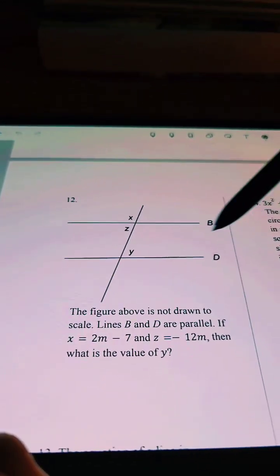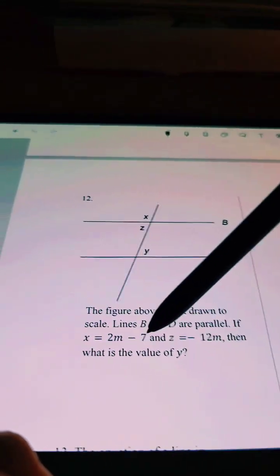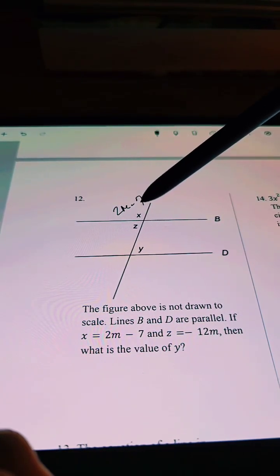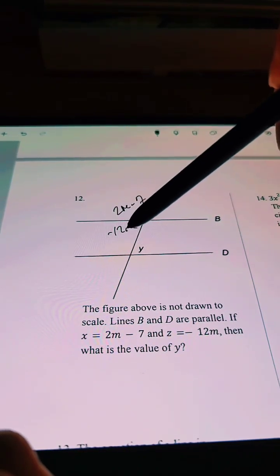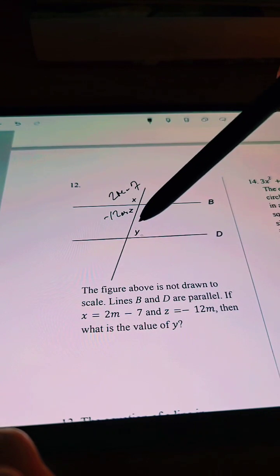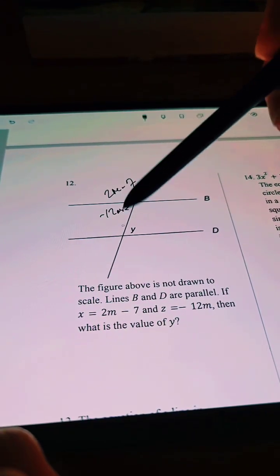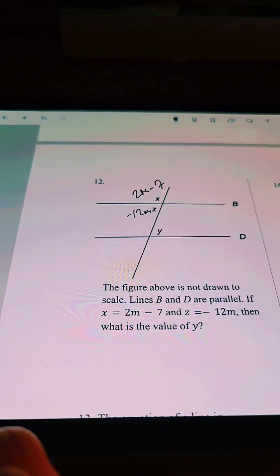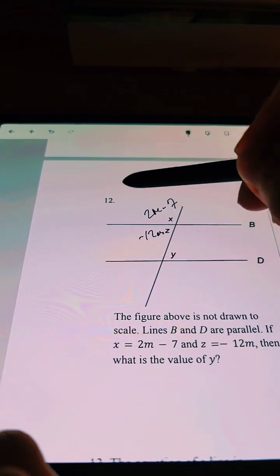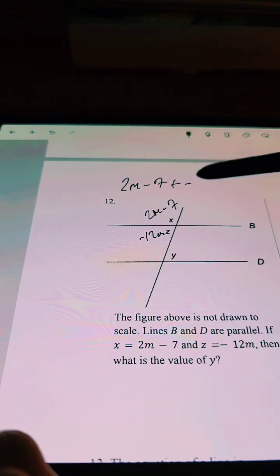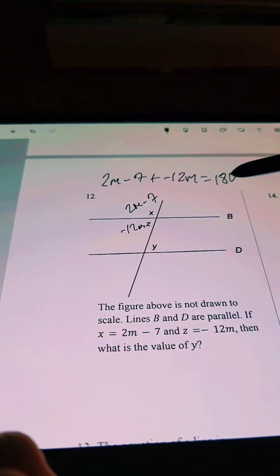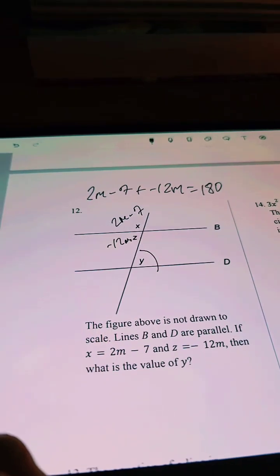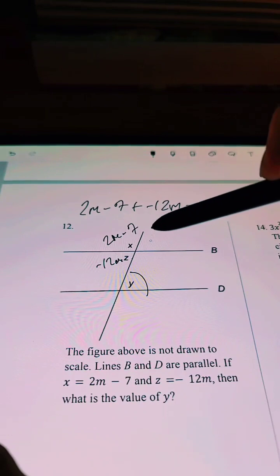So this is going to be these two parallel lines. They're basically giving us what x and z are. So we know x is the same thing as saying 2m minus 7, and z is the same thing as saying negative 12m right over here. And we want to find the value of y. These are supplementary. They add up to a straight line, so they add up to 180 degrees. So I can say 2m minus 7 plus negative 12m is equal to 180 degrees. I would just solve for m first and then plug it in for m there, and then you get y. Trying to think if there's a more efficient way. I thought I saw a more efficient way for a second, but never mind.